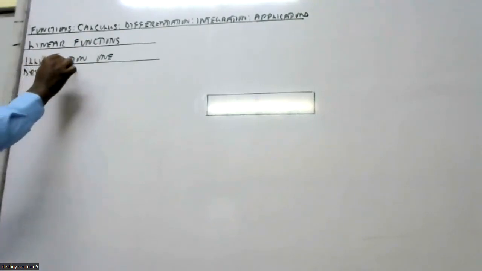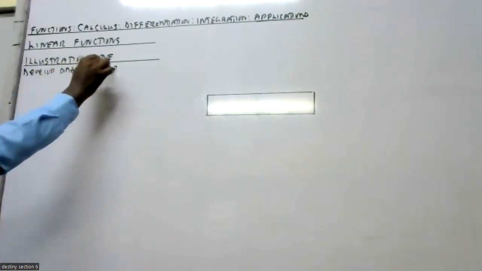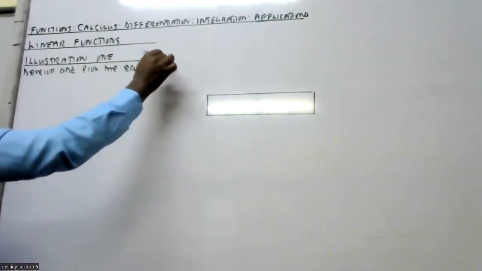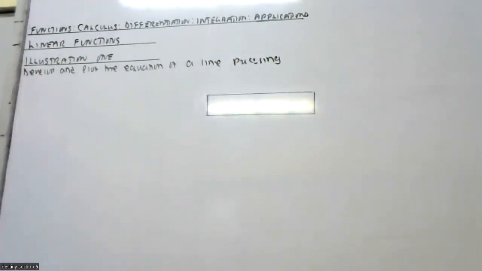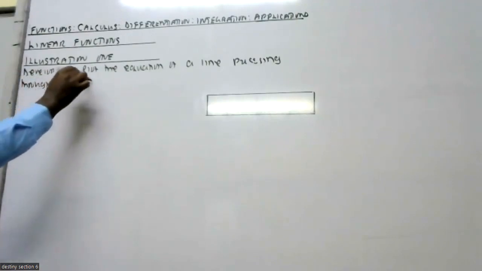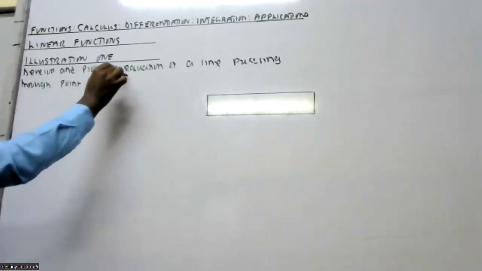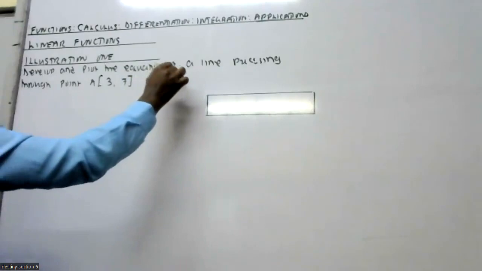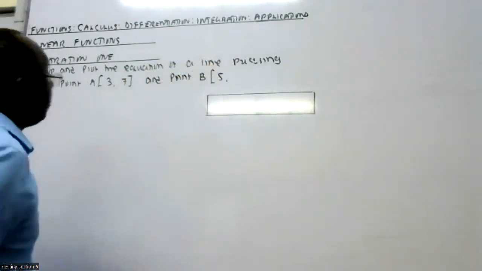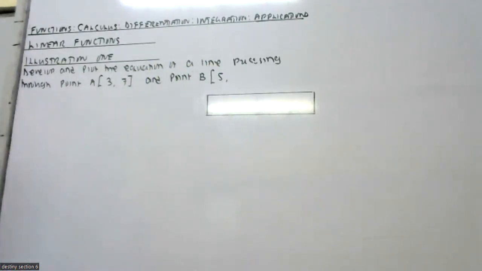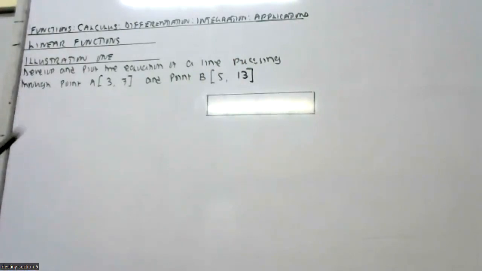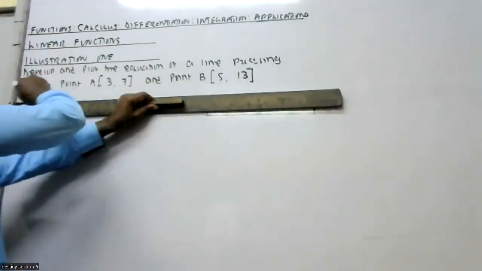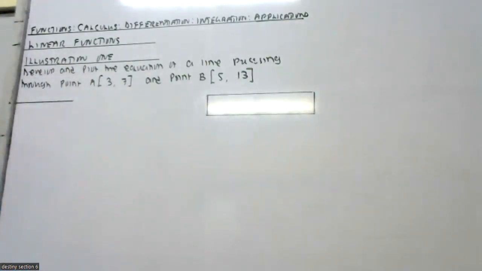Develop and bring the equation of a line passing through point A, (3, 7), and point B. So, solution.